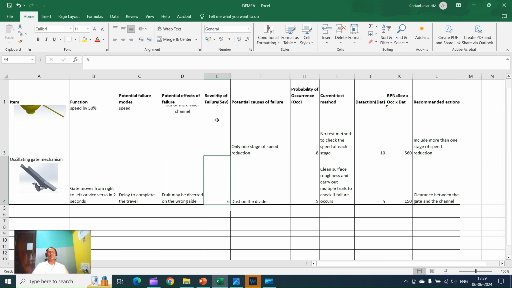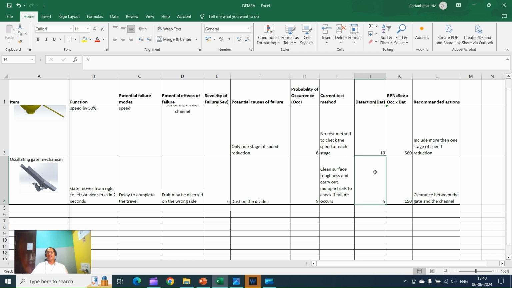Next, the severity of the failure. The severity of the failure is low because this will also not injure any operator. Now coming to the potential causes of the failure, the delay to travel might be because of dust on the divider. Okay, the current test method the engineers have come up with: the checkpoint here is to clean the surface and to carry out multiple trials if the failure occurs again. Okay, so this is something which can be detected very easily.